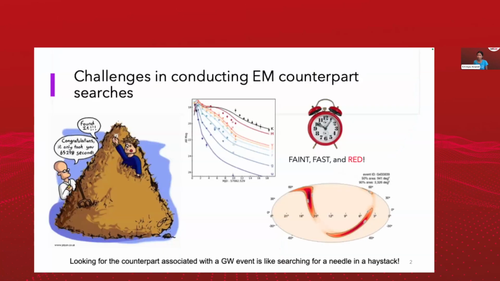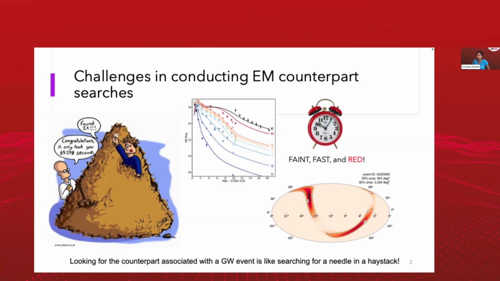So this is the way I like to think about challenges in conducting counterpart searches. It's mainly like searching for a needle in a haystack, right? So you have several terabytes, maybe 20 terabytes a day in the case of Rubin, to parse through and to find one single counterpart that is associated with a gravitational wave event or any other external trigger.